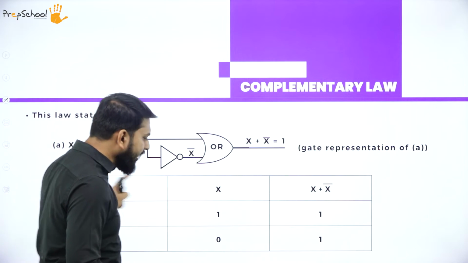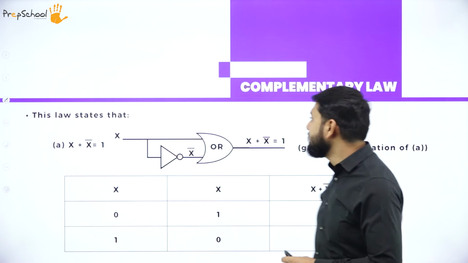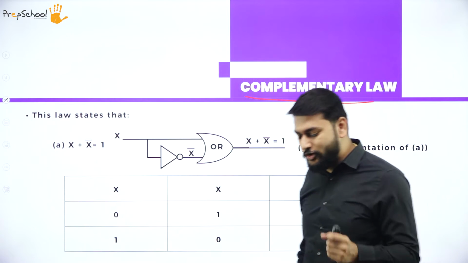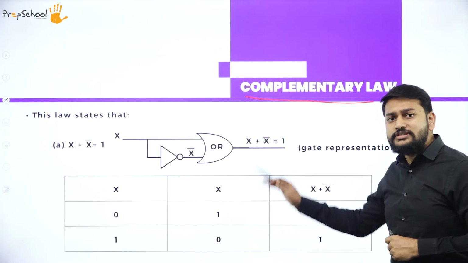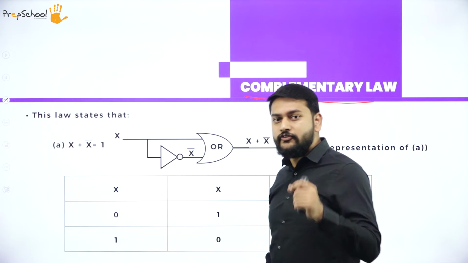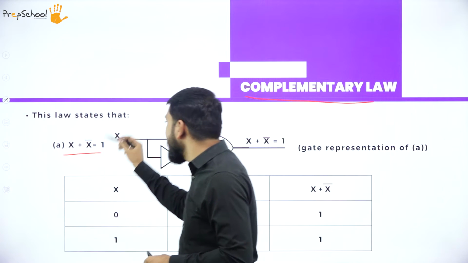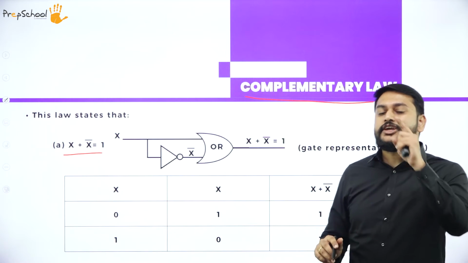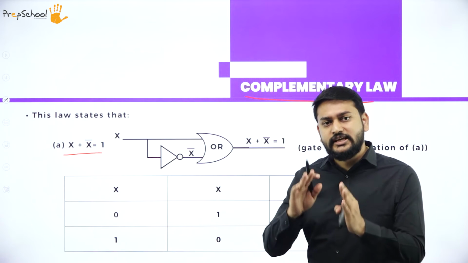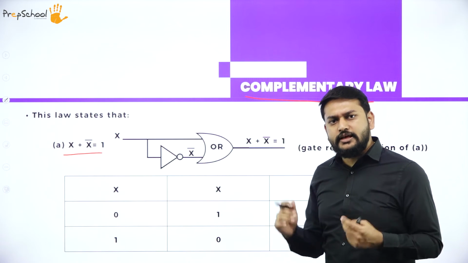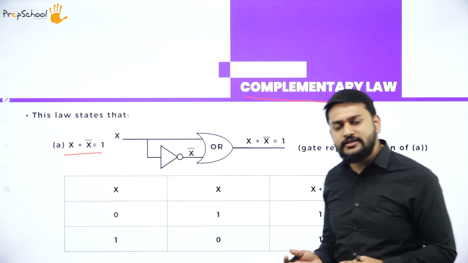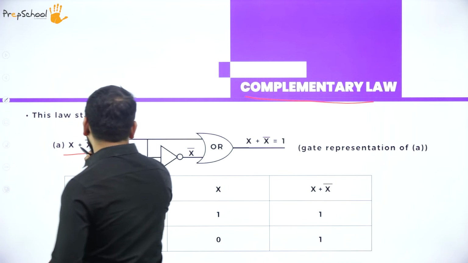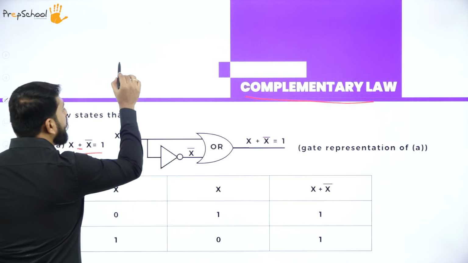So fine, the next law that I have is the complementary law. In this, the first law that I have to remember is X plus X dash is equal to 1. How do I write this? Before that, let me write the graphical symbol. I'll write the first one. What is the symbol that I have? I have plus. Plus in the sense that I have to write the OR gate.